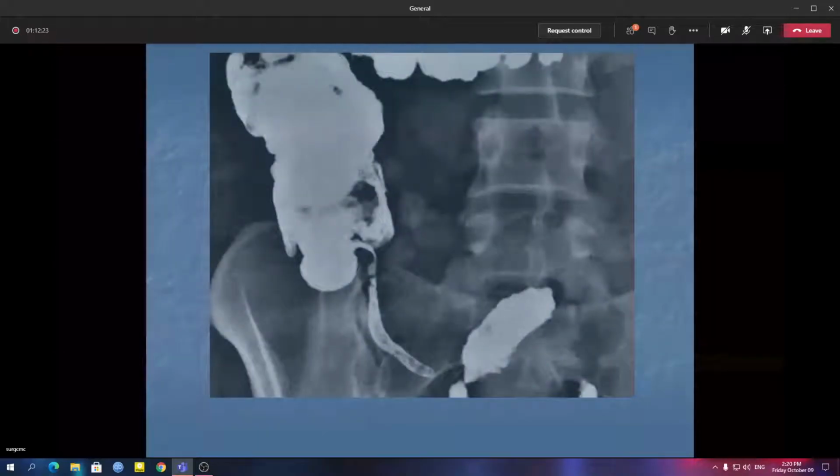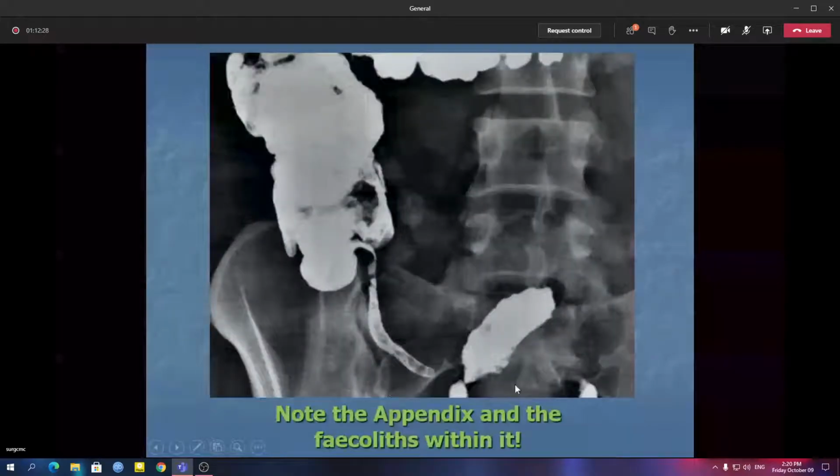So this is a picture, bread and butter for the surgeon. This is a transverse colon, and you can see this is the appendix, and these are the appendicoliths, the fecoliths within the appendix, which is the hallmark of a diseased appendix.